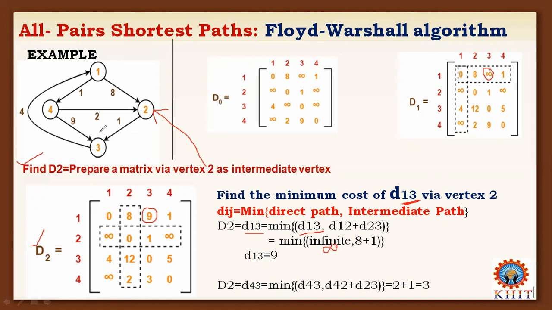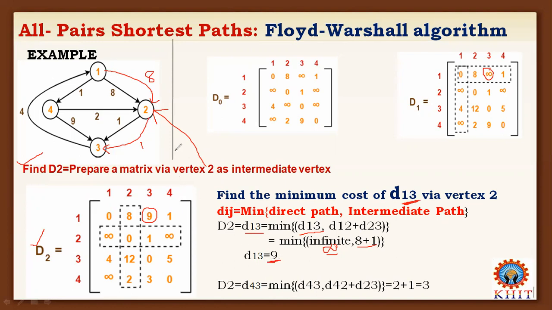Next one is find the distance from vertex 1 to vertex 3 through intermediate vertex 2. How to find through intermediate vertex means from 1 to 2 and next 2 to 3. In this way, we can find the distance from vertex 1 to vertex 3 through intermediate vertex 2. In this case, the total cost is 8 plus 1. The total cost is here 8, here 1. Total cost is 9. Now compare 9 with infinity and we will get the minimum cost is 9.